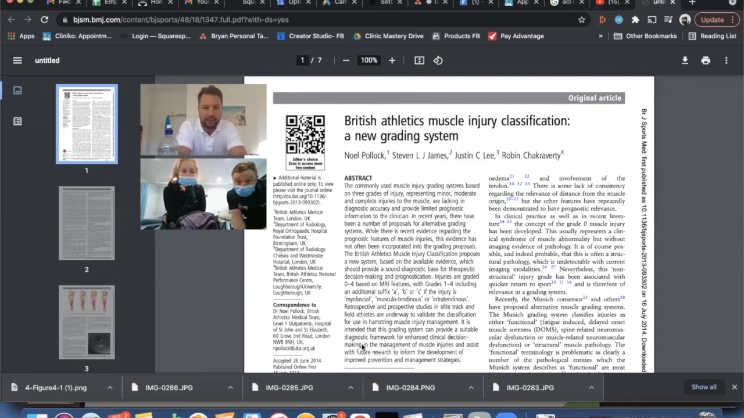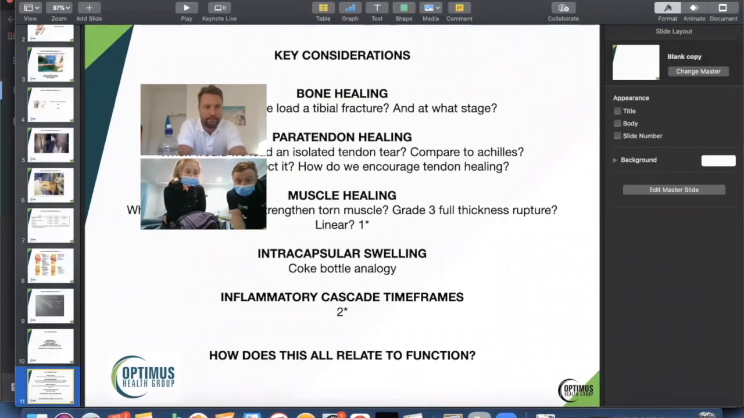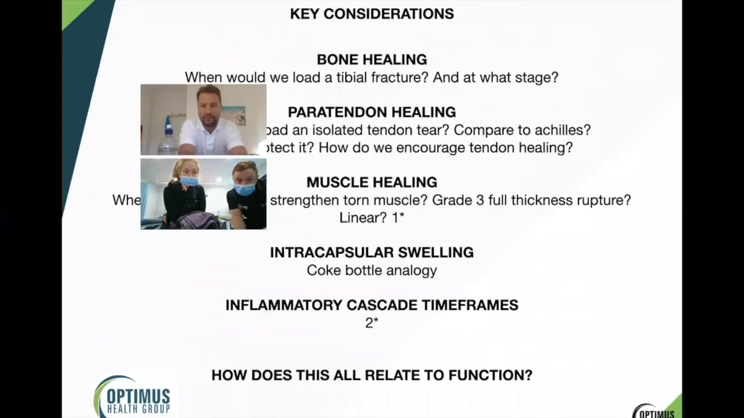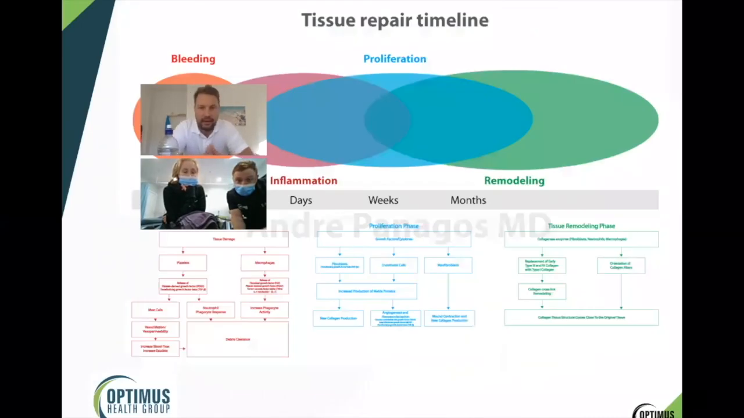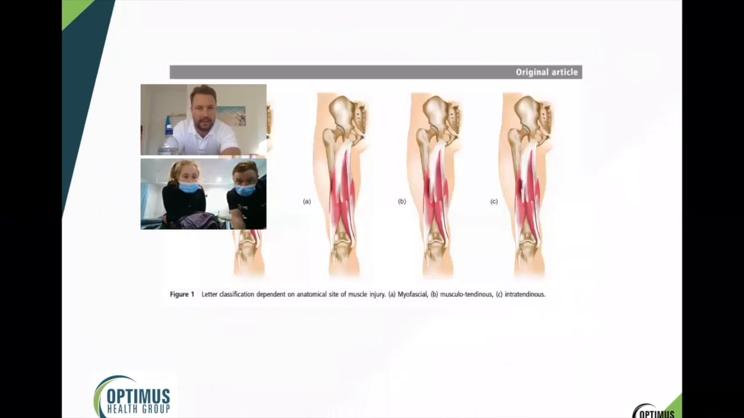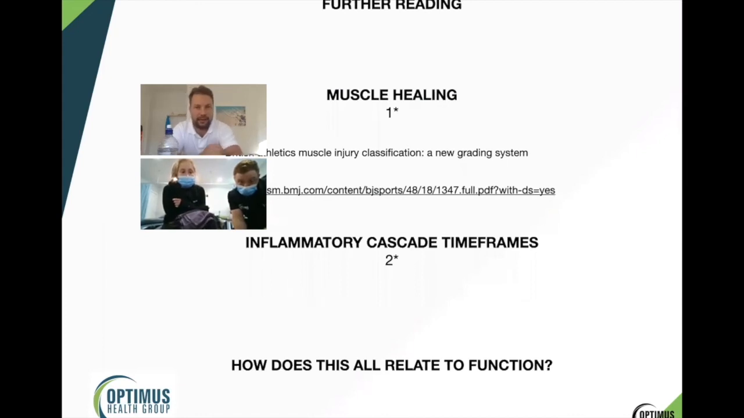And then the other further reading will be the inflammatory cascade, right? We won't go into this in too much detail now, just because I know that you guys have got clients. And that's the BAMIC classification. That's really important when you're thinking about the hamstring damage and about quad damage, right? And that's where the further reading. But how does it all relate to function?